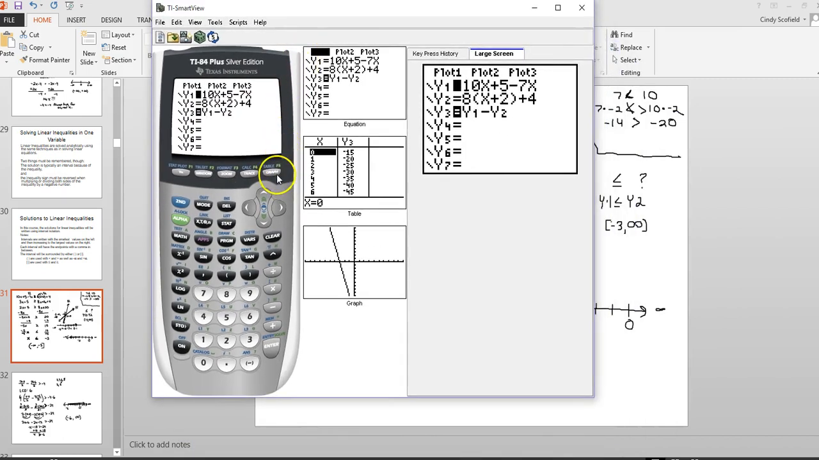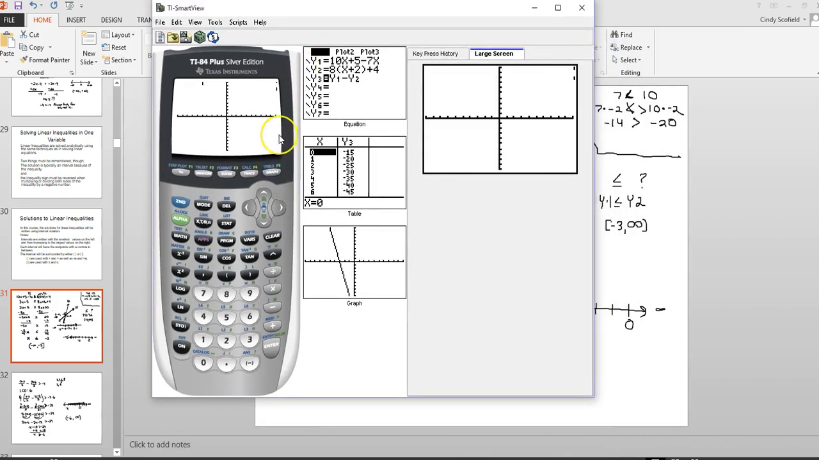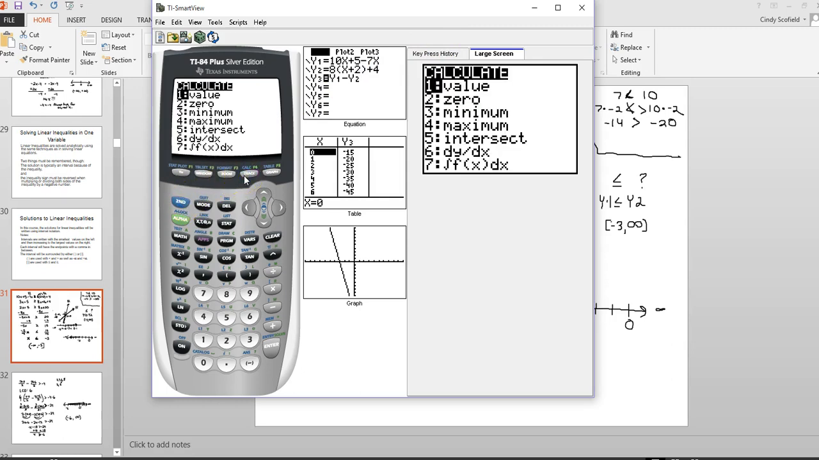Put the y1 back in, I put the y2 back in, and then y3 I have y1 minus y2. All right, so I go to graph, and I get to see that y1 minus y2 right here, that beautiful line. And I should be able to go to second trace and calculate the zero, number 2.